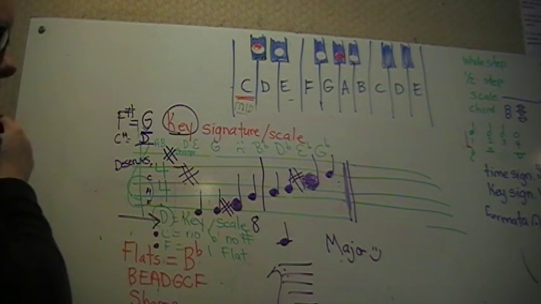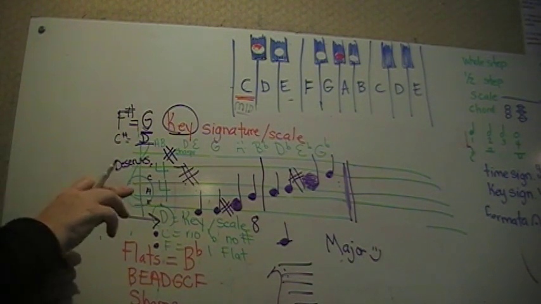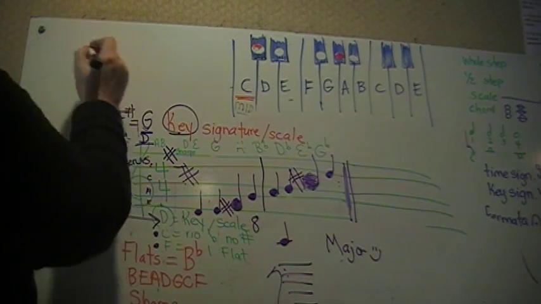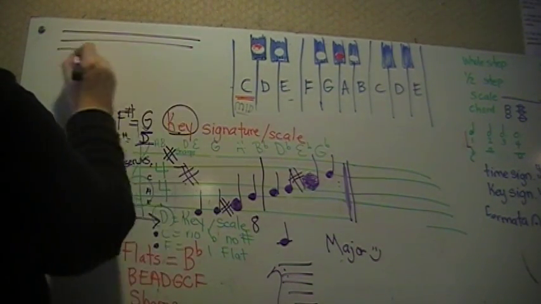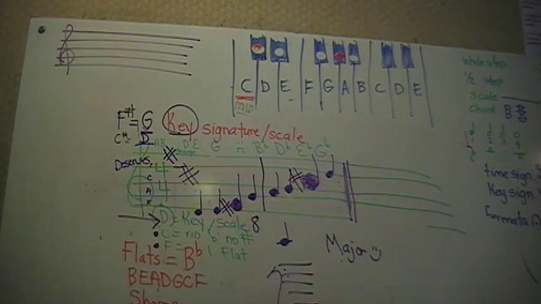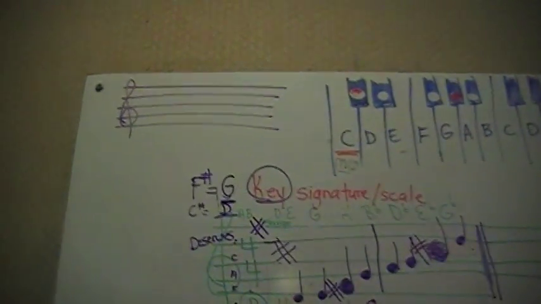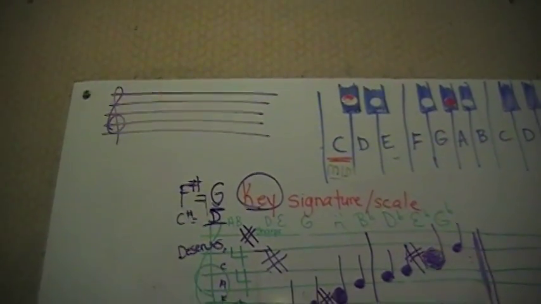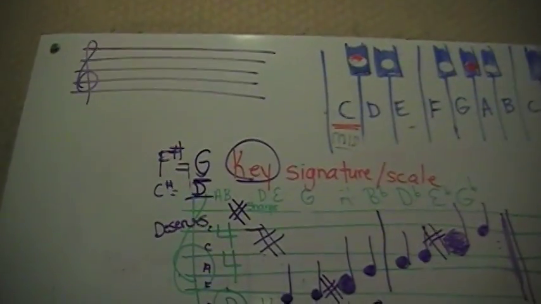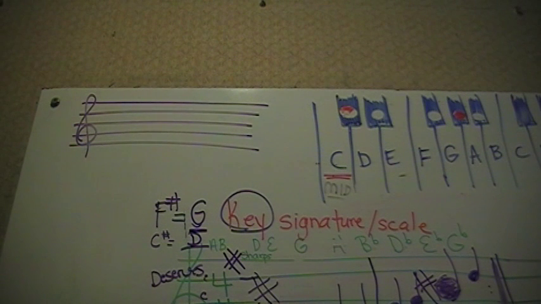If we decide to do a different scale with a flat, we would do it totally different. Flats have a different rule. If at this point you do not understand the sharps, you need to rewind this video or start it over on YouTube. You need to watch it again because the flats is a different rule. So please start your video over now.